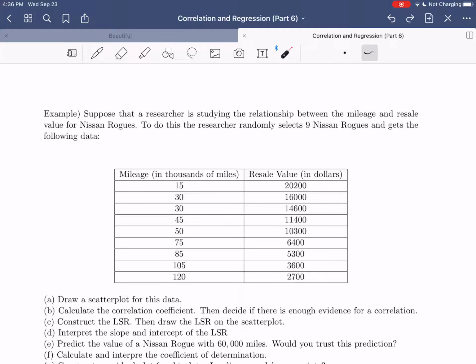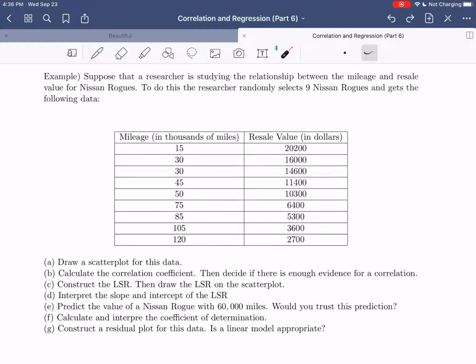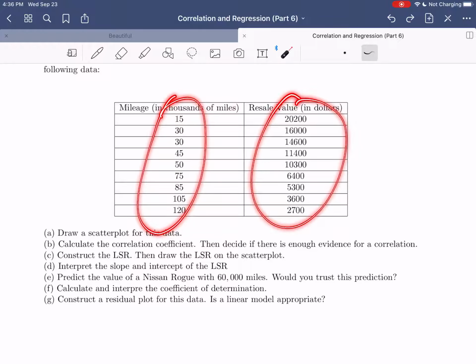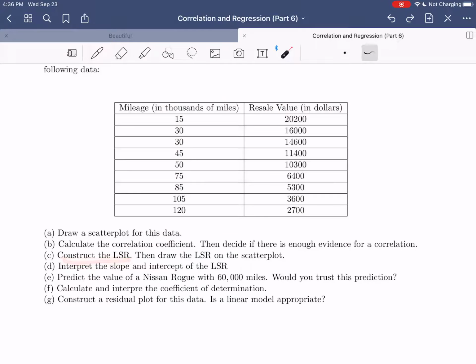So in this example, we're going to run through pretty much everything we've talked about with correlation and regression. Notice that we're going to draw the scatter plot, so we'll get one more chance to sort of visualize this. We'll calculate the correlation coefficient and use that to determine if there really is a relationship between mileage and resale value. We'll construct the LSR, so we'll figure out the equation of the linear model. We'll draw that linear model on the scatter plot and really, again, confirm, even though we've done it several times, that that LSR really does fit the general pattern of the data.